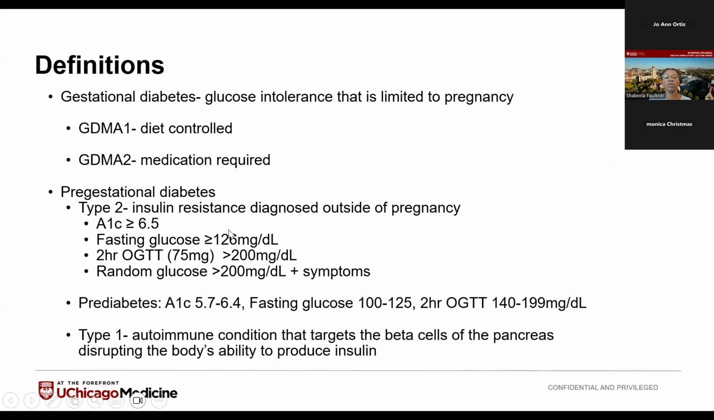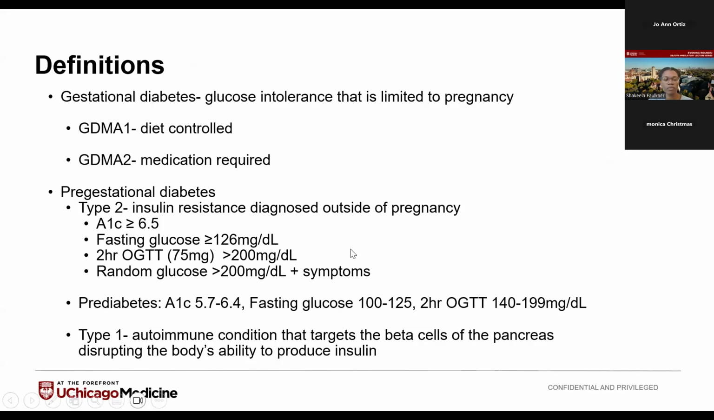I think there's certainly criteria we can use to say this is highly suspicious, but typically we still often will repeat testing after people are in the postpartum period. And some of the criteria that can be used is an A1C greater than or equal to 6.5, a fasting glucose greater than 126, a 2-hour oral glucose tolerance test with a 75 milligram load with a 2-hour result that's greater than 200, or if a patient has a random glucose of 200 plus symptoms of hyperglycemia, so increased thirst, increased urination, things like that.